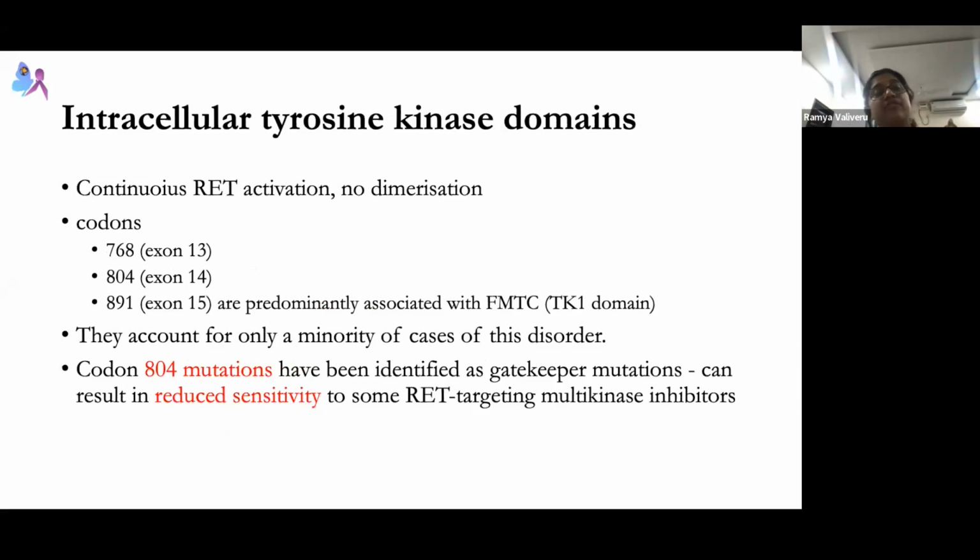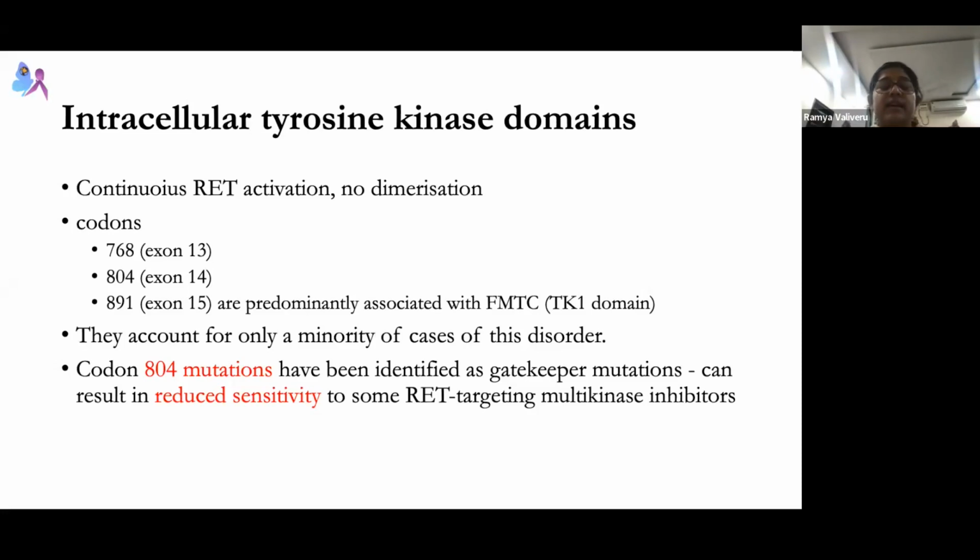There are intracellular tyrosine kinase domains also. Mutations here lead to continuous RET activation but no dimerization. That means there are single receptors but still they are activating their downstream tyrosine kinases. What are those codons? Exons 13, 14, 15: codons 768, 804, and 891. We have all these mutations in our data. If anyone is interested, they can go through it.